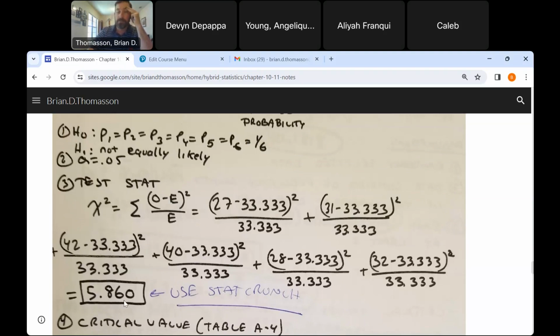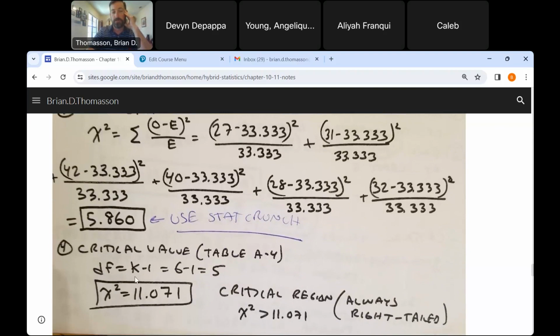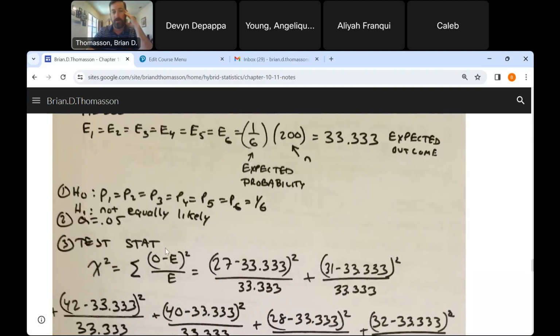Now, to figure out which case we have, is the die fair or unfair, we have to figure out: is this number far enough apart? Are what we expected and what we observed the same, or are they different? We're just using this test stat to figure out if that is far enough away or not. The way we figure that out is our critical value in step 4. We have our degrees of freedom, which is the number of sides in the die minus 1, so 6 minus 1, or 5, and our alpha of 0.05.